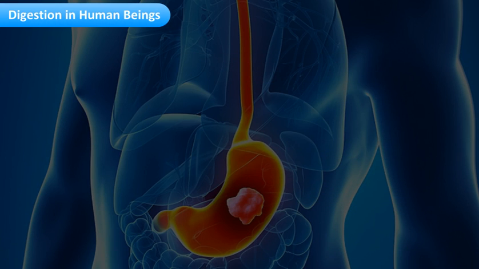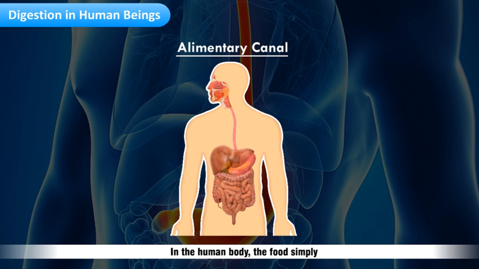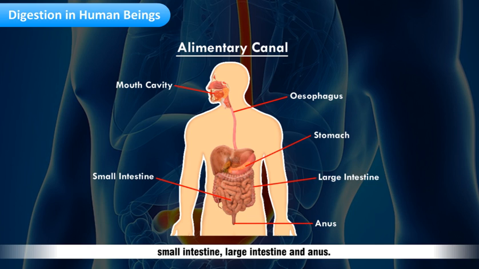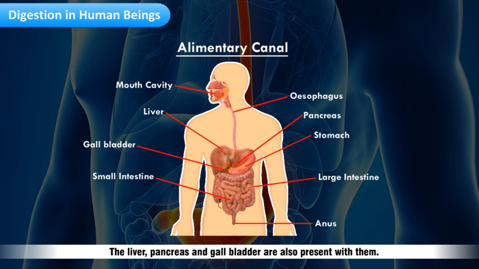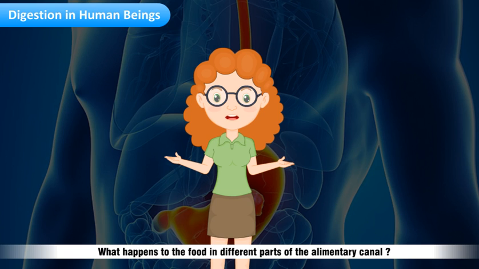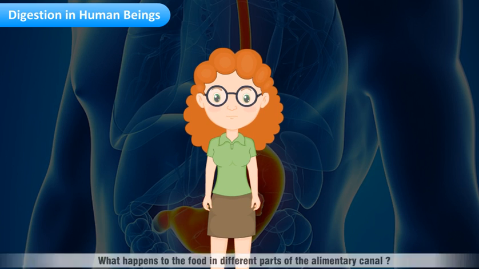Digestion in human beings. In the human body, the food simply passes through the alimentary canal. It consists of the mouth cavity, oesophagus, stomach, small intestine, large intestine, and anus. The liver, pancreas, and gallbladder are also present with them. What happens to the food in different parts of the alimentary canal?